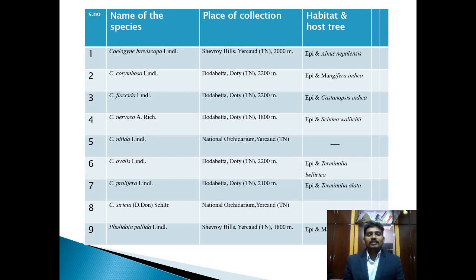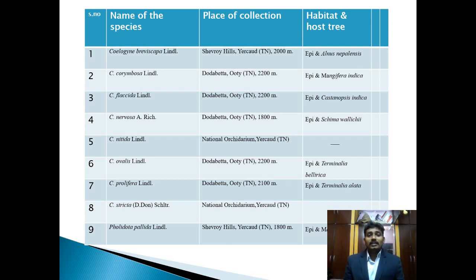Coelogyne breviscapa was collected from Shevaroy Hills, Yercaud, at 2000 meters high altitude. The habitat is epiphytic, and the host tree is Alnus nepalensis. Like that, Coelogyne corymbosa, Coelogyne flaccida, Coelogyne nervosa, Coelogyne nitida, Coelogyne ovalis, Coelogyne prolifera, and Coelogyne stricta. These are the 8 species collected in southern India.